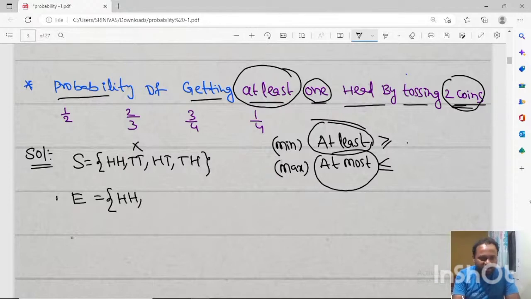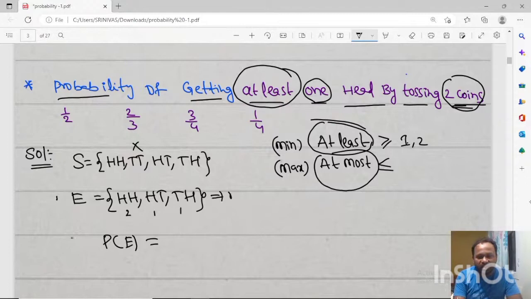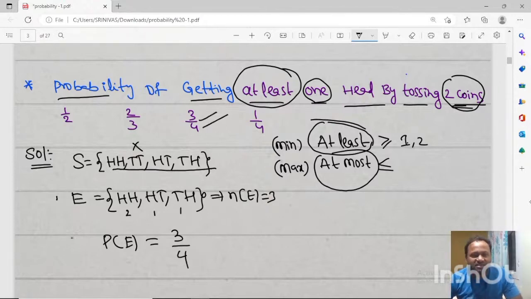Here, I won't take this, tail tail. At least means one head or two heads. Here 2, here 1, here 1. So minimum 1. Then what is our probability? Probability is nothing but favorable. Favorable how many? The cardinality n of E is equal to 3, out of total how many? 4. The answer is 3 by 4. So 3 by 4 is the correct answer.